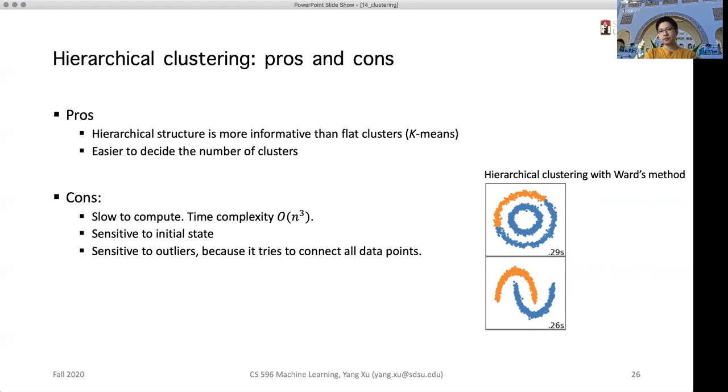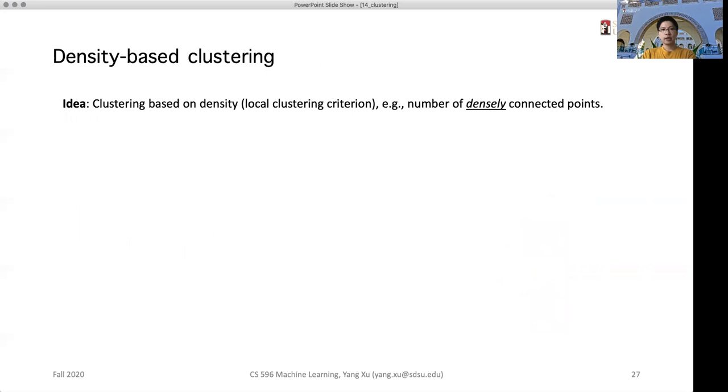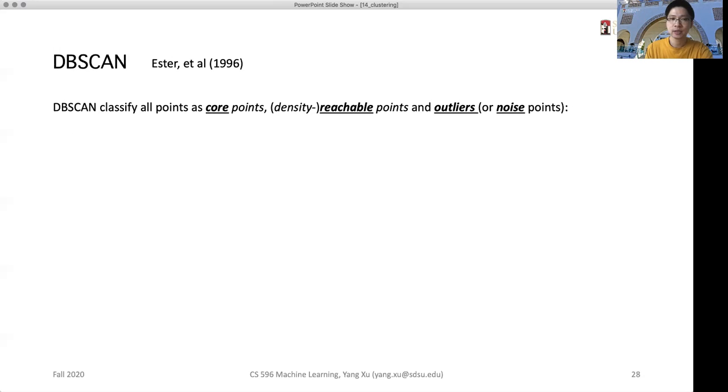In order to solve the spherical clustering problem, we'll need an algorithm that puts more weight on the local connectivity. So that's why density-based clustering is proposed. Okay, so this is the third type of clustering algorithm we will cover today. It's clustering based on the density, which is a local clustering criterion, which also means the number of densely connected points. And the most well-known implementation is called DBSCAN. Okay, so we'll use DBSCAN as an example today.